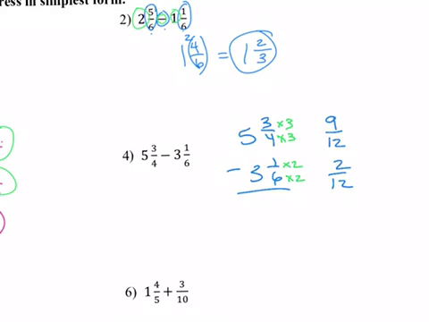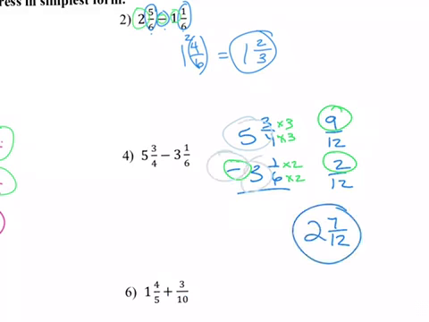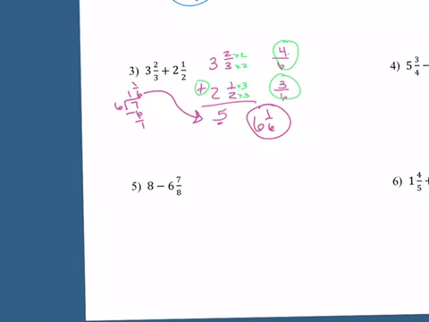And then we go back and the operation was subtracting. So I'm going to take 9 minus 2. That'll give me 7. Denominator stays the same. Then look at those whole numbers. 5 minus 3. So 2 and 7/12.